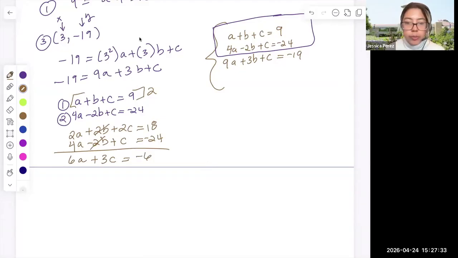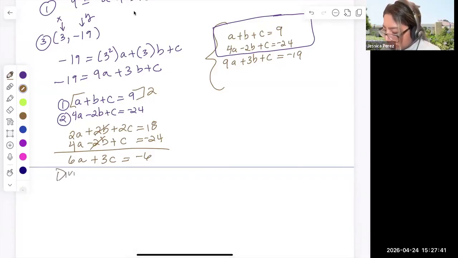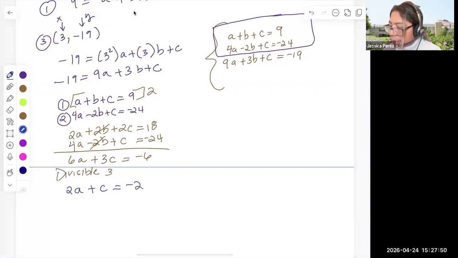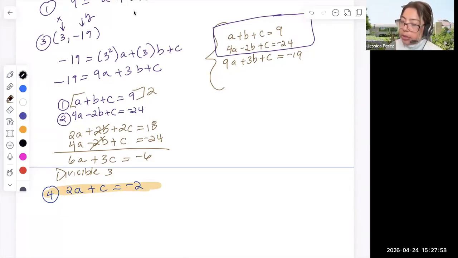So I'm going to be able to clean it up. Now they're all divisible by 3. So if I divide it, I'm going to simplify it. So it's going to be 2a plus c equal negative 2. That's going to be equation 4. So what I did was I simplified my equation 4, and I'm able to do that.